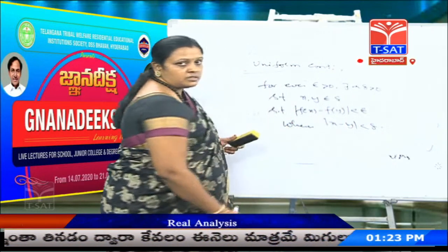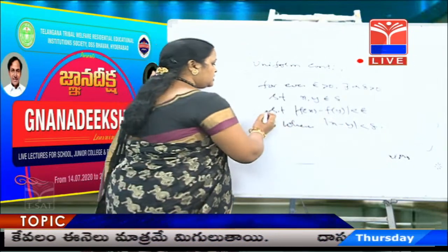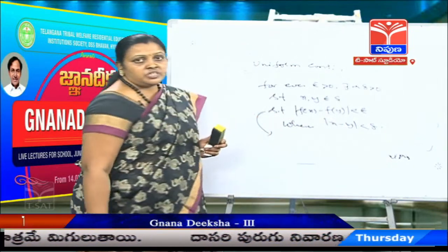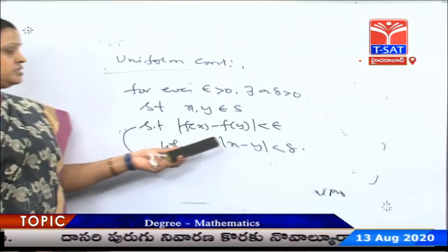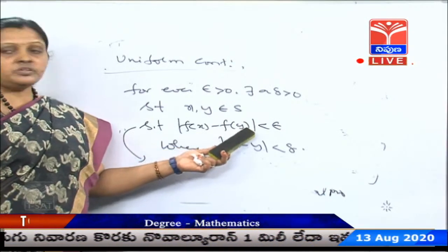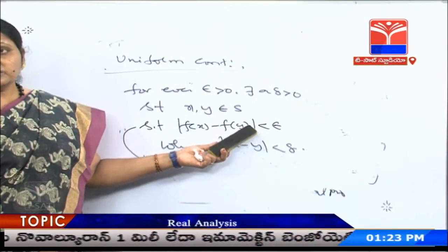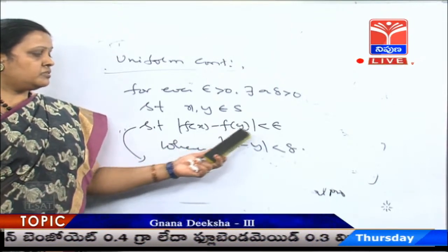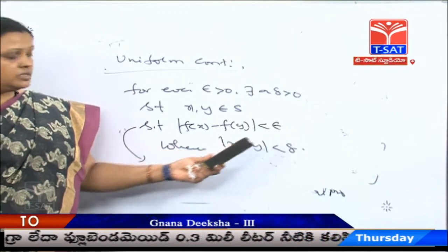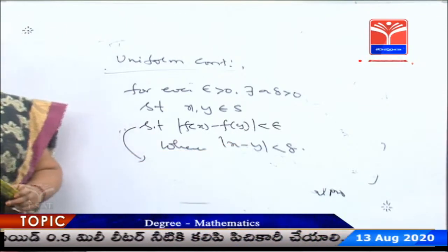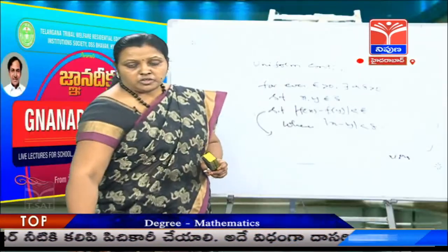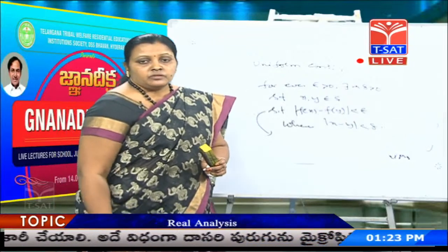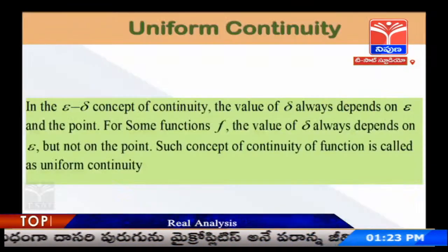whenever modulus of x minus a is less than delta. So here if you can observe, what is the difference between the definition of continuous and uniform continuous? We are taking another point in the domain itself, and we are treating the distance between f of x and f of y as less than epsilon, and here we are taking it as less than delta. This is said to be uniform continuous. So this is the definition. Here you can go through it.